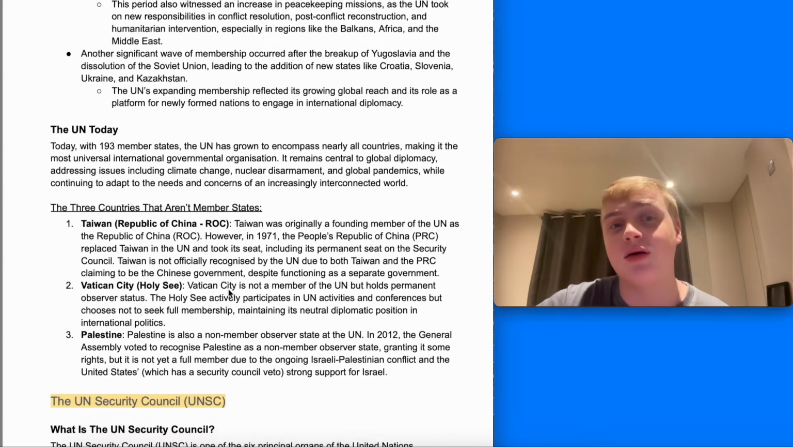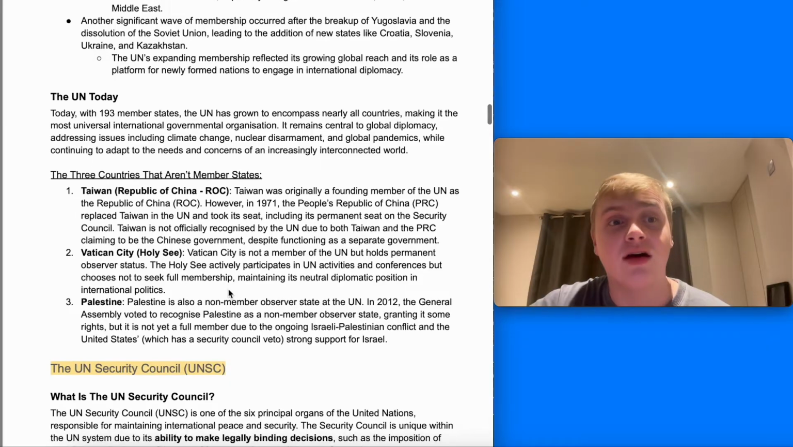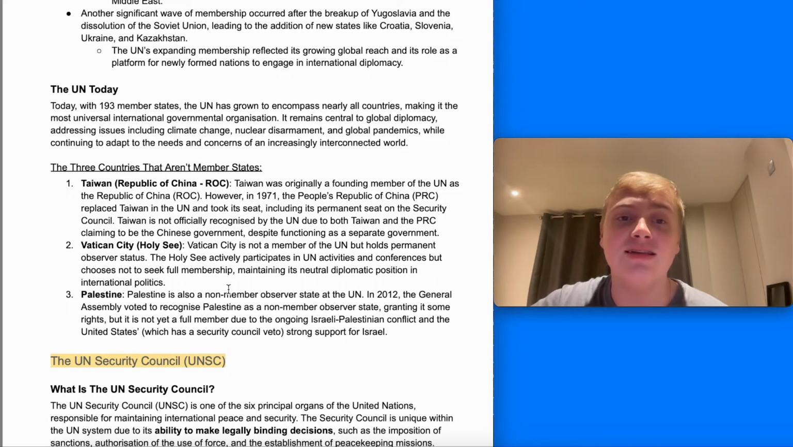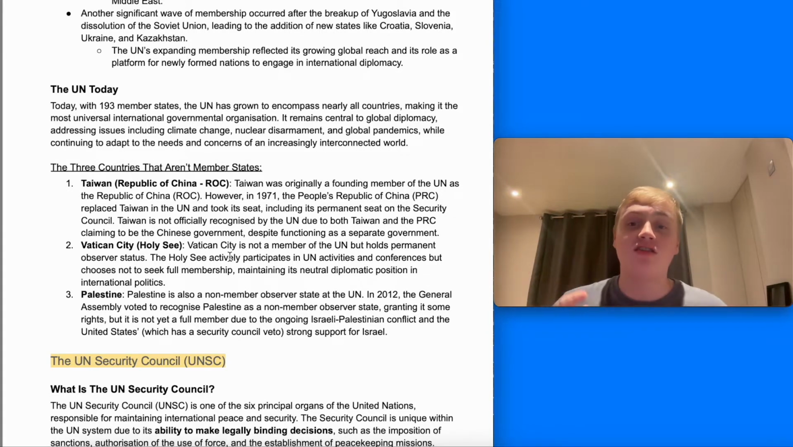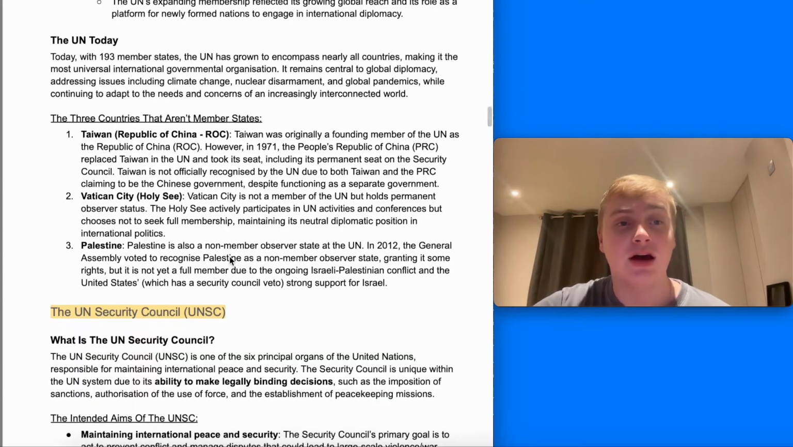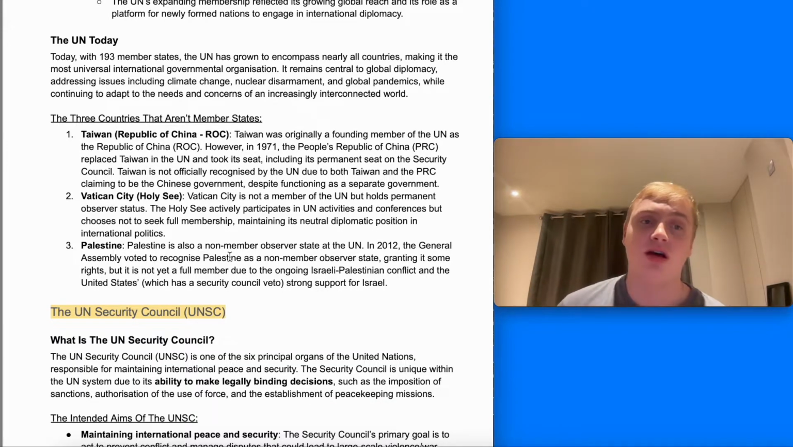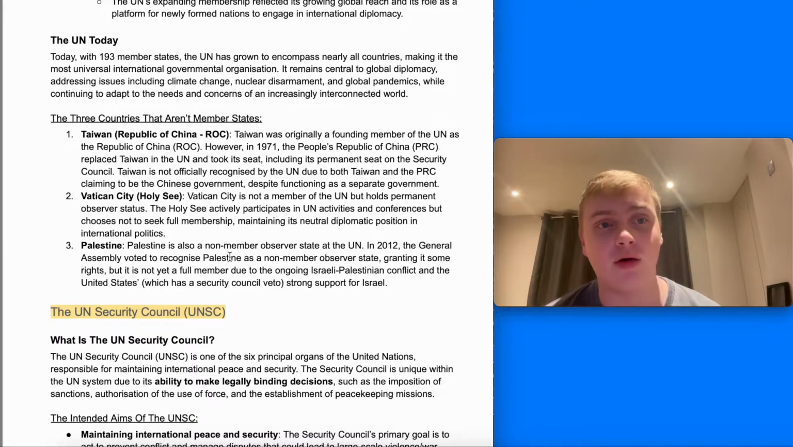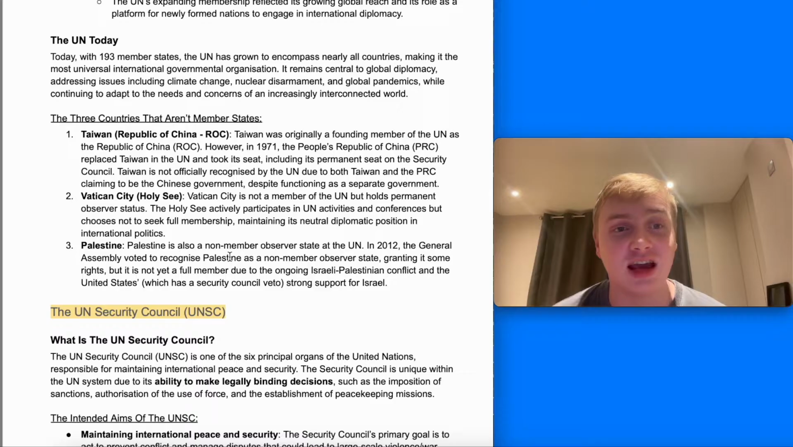Another significant wave of membership then occurred after the breakup of Yugoslavia and the dissolution of the Soviet Union, leading to the addition of new states like Croatia, Slovenia, Ukraine, and Kazakhstan. So you really saw an increase in membership over that period, to a point where today almost every state in the world is a member of the United Nations. So there are 193 member states, so it encompasses almost all countries, making it the most universal international governmental organisation. It remains central to global diplomacy, addressing issues including climate change, nuclear disarmament, and global pandemics, while continuing to adapt to the needs and concerns of an increasingly globalised and connected world.